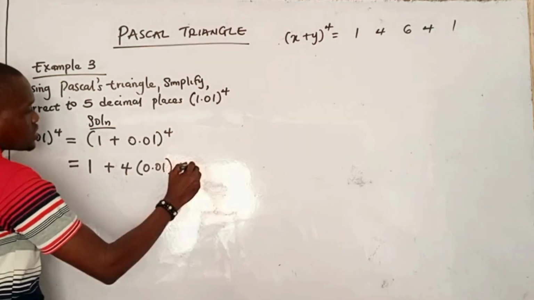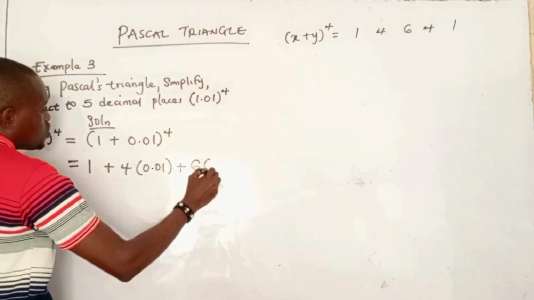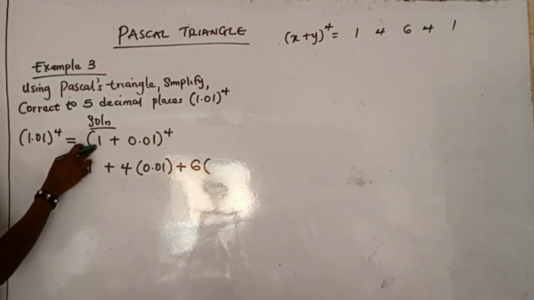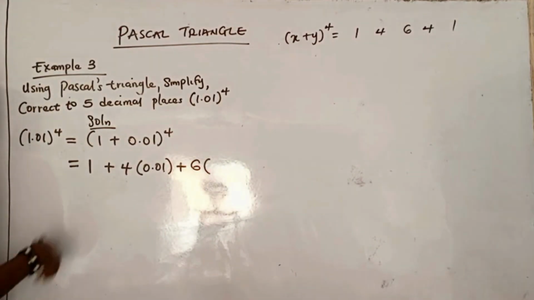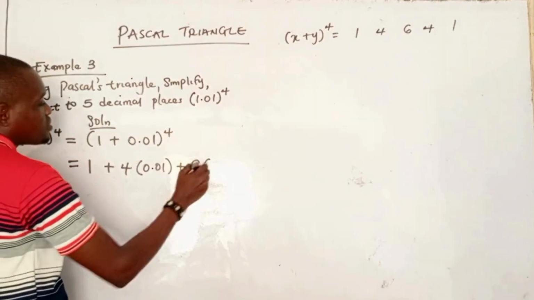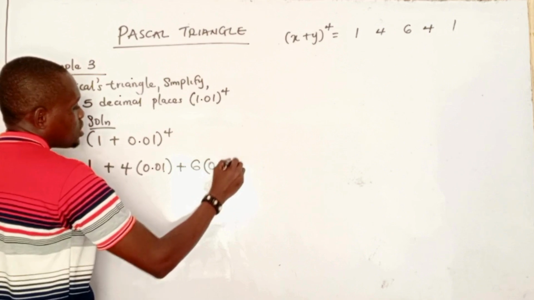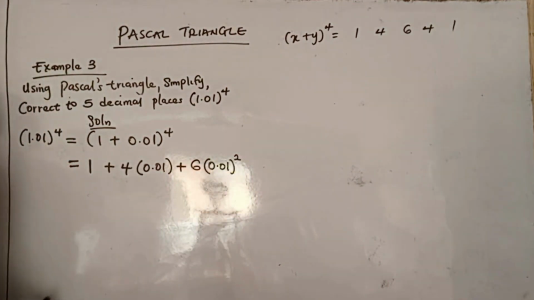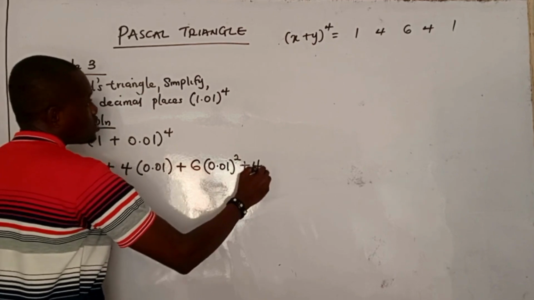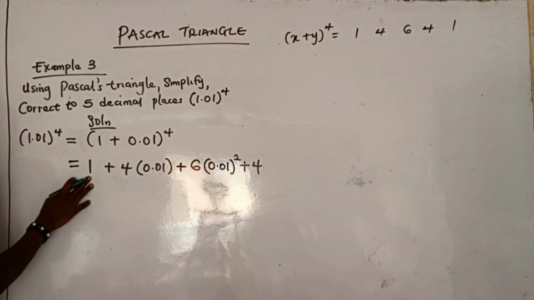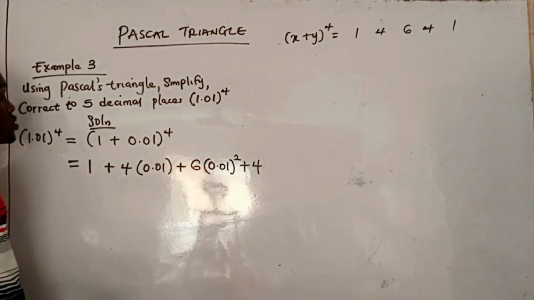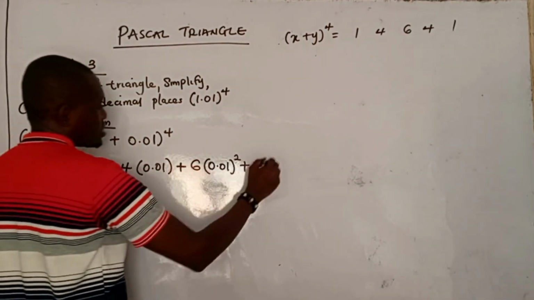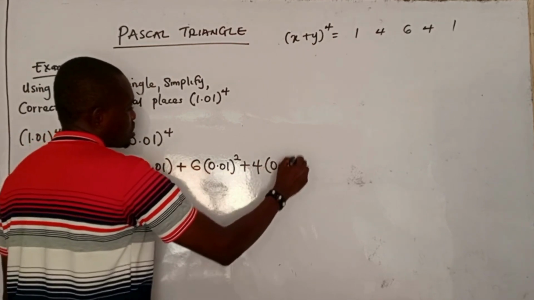And then the next coefficient is what? 6. Then we are supposed to have 1, which is our x, to the power of what? Of 2. And 1 to the power of 2 is still 1. So that means we are going to have this guy, which is 0.01 raised to the power of 2. And then the next coefficient is 4 again. Now we are supposed to have 1 to the power of 1. And then this one, the power will increase to 3. And 1 to the power of 1 is still 1. So that means we are going to have this to the power of 3.